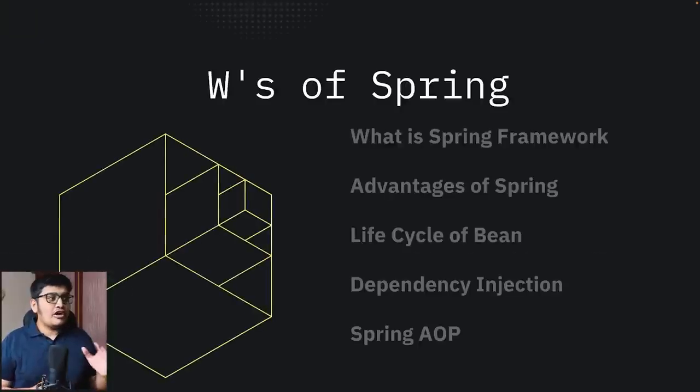Let's also see the different topics that we are going to cover for each of the topics we have mentioned. For the what's and whys of Spring, we are going to learn what the Spring Framework is. You need to understand the foundation of the Spring Framework. We are also going to see the advantages of the Spring Framework, what the life cycle of a bean is, how your beans are created, how you define dependency injection in the Spring Framework, and what Spring AOP is, that is, aspect-oriented programming.